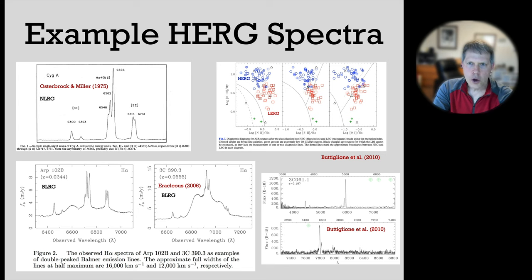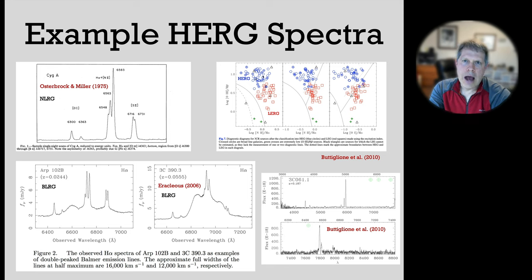And again, you can go back and review the lecture on the narrow line region where some of that is presented. In any case, in these diagnostic diagrams, the HERGs, the high excitation radio galaxies, are the ones up here with high excitation, and the LERGs are down here. If you remember back to the lecture on the narrow line region, typically this is where the Seyfert type AGNs lived, and this is where the LINERs lived, okay, the LERGs.